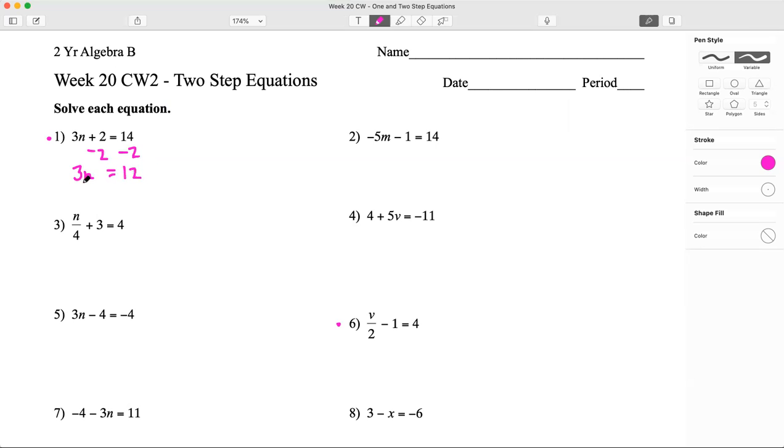Now we multiply or divide the coefficient. Do the opposite of whatever's happening. So if it's multiplication, we divide. 3 divided by 3 is 1. That'll get n all by itself. 3 divided by 3 is 1. 1 times n is n. However, we divided the whole left side by 3. So we're going to have to divide the whole right side by 3. N equals 4. Sorry, it's getting a little crammed in there.